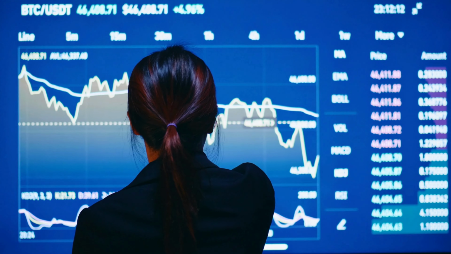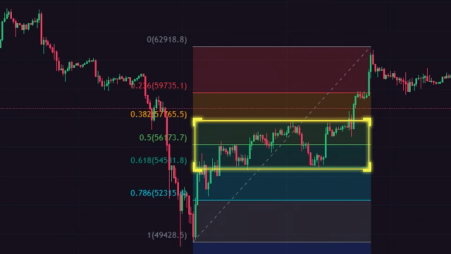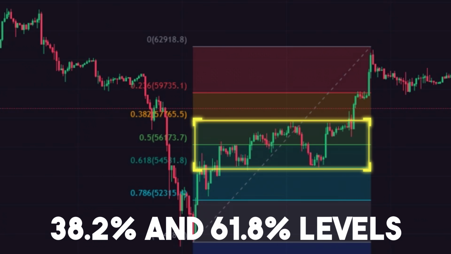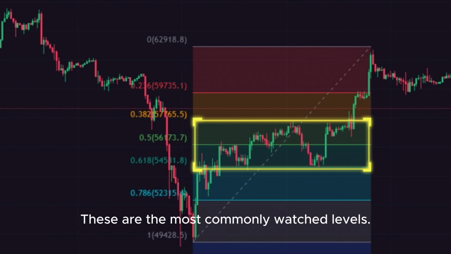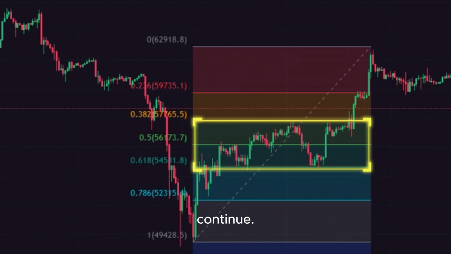Here are a few key points to keep in mind. 1. 38.2% and 61.8% levels. These are the most commonly watched levels. If the price pulls back to these levels and holds, it could signal that the trend is likely to continue.